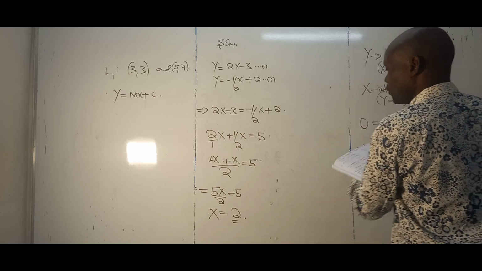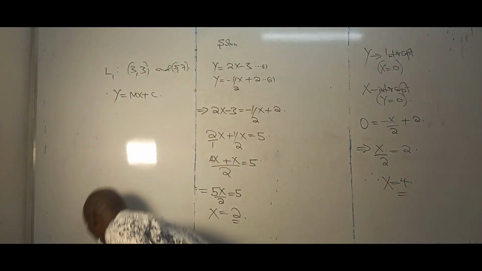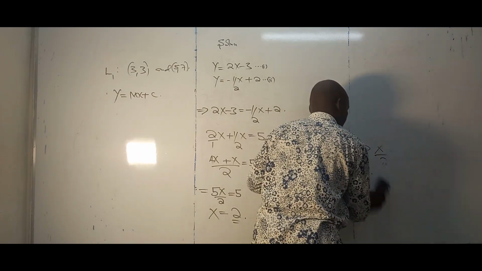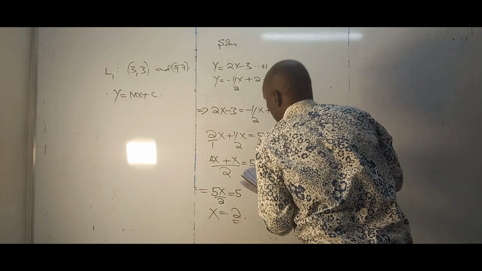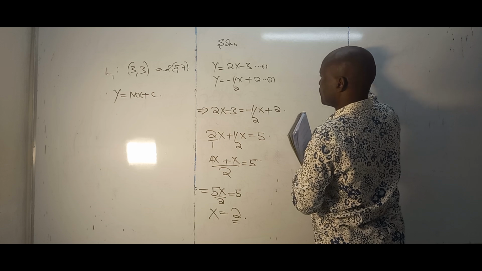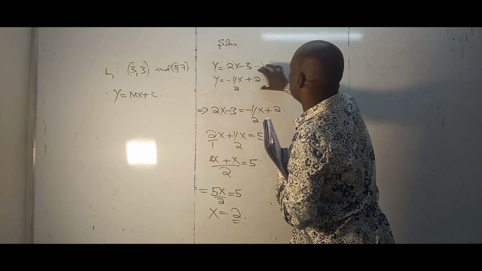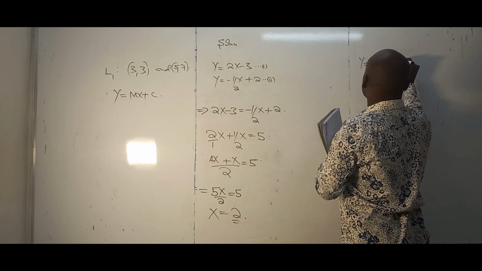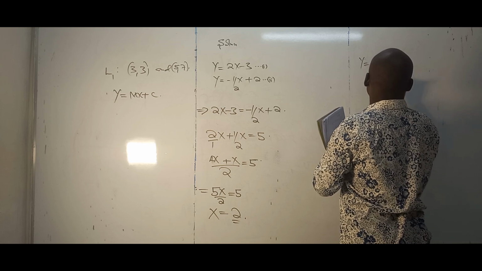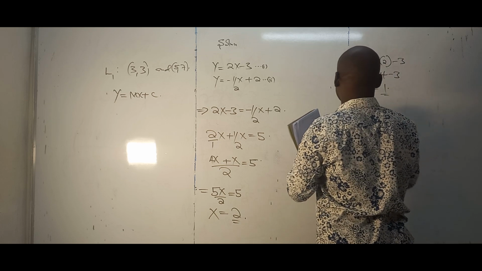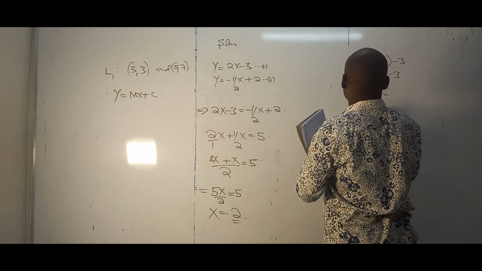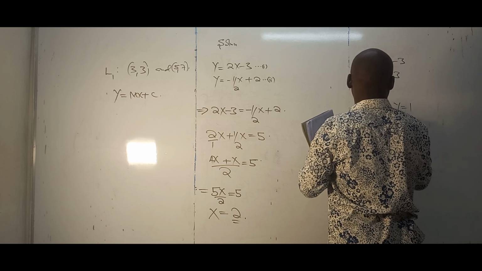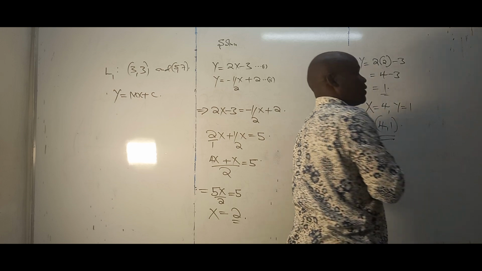And if x is 2, let's find the value of y. I can take either equation. So I say y is equal to 2 times 2 minus 3, which is 4 minus 3, and that gives me 1. So y is 1. So that particular point of intersection has the coordinates x is 4 and y is 1, or what we write as 4, 1, and that is the answer.